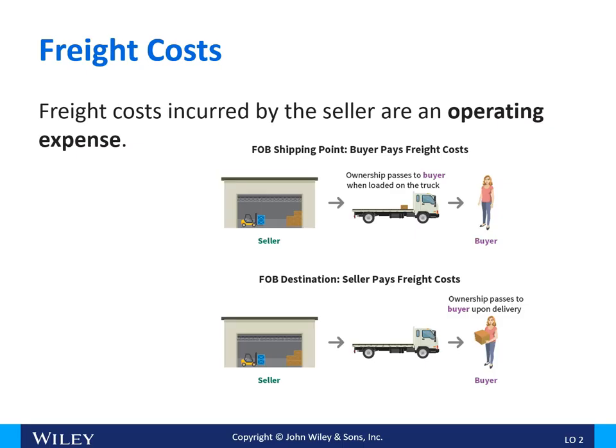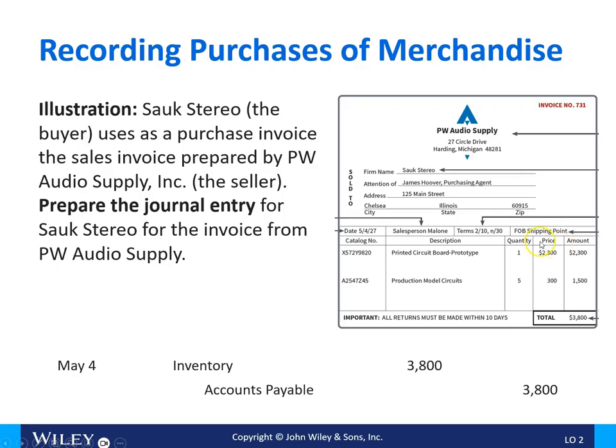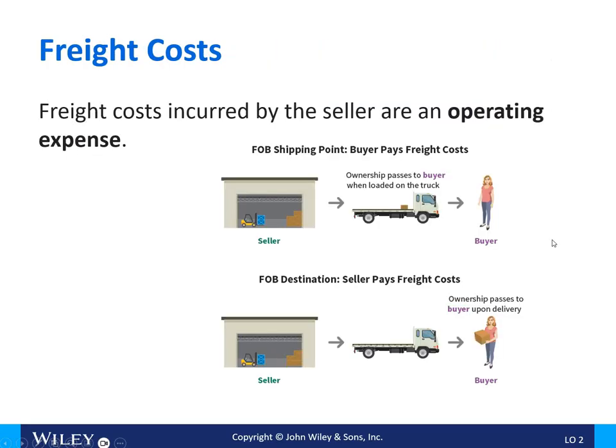Freight costs. Freight costs incurred by the seller are an operating expense. How do we determine who pays for the freight? So that FOB that we saw on the invoice, we'll go back a slide. It says FOB shipping point. That's the shipping term. So FOB shipping point means the buyer pays the freight costs. In FOB destination, the seller pays for the freight costs.